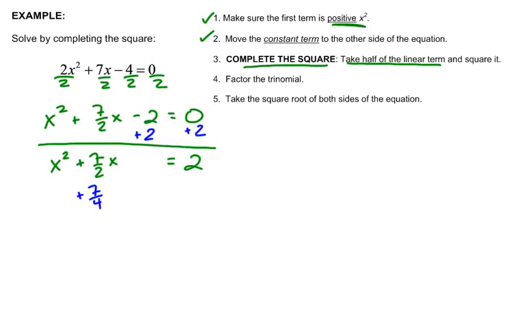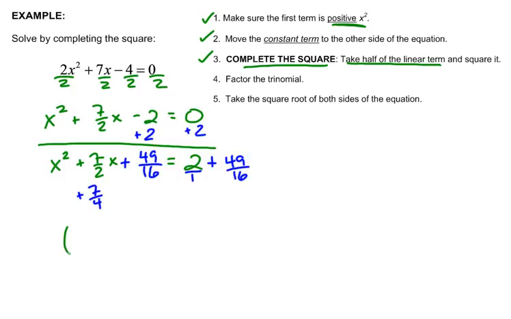So we get 7/4. Now we're going to square 7/4. You square 7/4 by squaring 7, which is 49. And we square 4, which is 16. So we're going to add 49/16 to both sides, recalling that 2 as a whole number is 2 over 1. And that'll come into play here in a moment. Now we've completed the square, and then we're going to factor the trinomial.